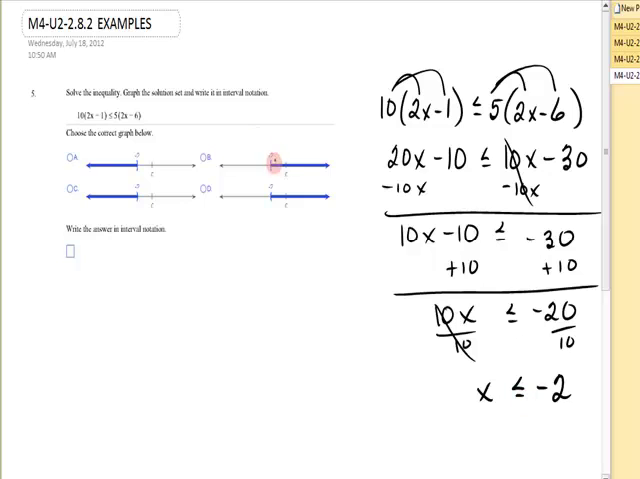Less than, that means it has to go to the left. Less than or equal to means I need a bracket. It is choice A. What would that be as an interval? Well, we know out here is -infinity, so it is from -infinity to -2, always parentheses around the infinity. This case is a bracket. It means x, the solution, is a number somewhere from -infinity up to and including -2.